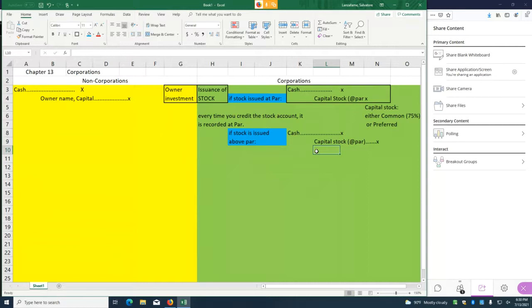But then there would be a new account, or a third part of this transaction, and this would be called paid in capital in excess of par.